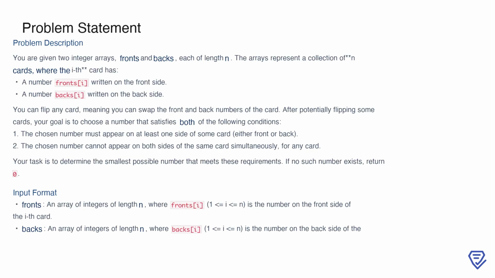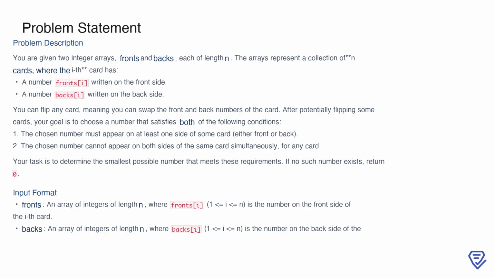In this problem, we are given two arrays, fronts and backs, each of length n. These arrays represent a collection of cards, where the ith card has a number written on its front side, which is fronts[i], and another number written on its back side, which is backs[i]. The key is that you can flip any card, effectively swapping the numbers on its front and back sides.